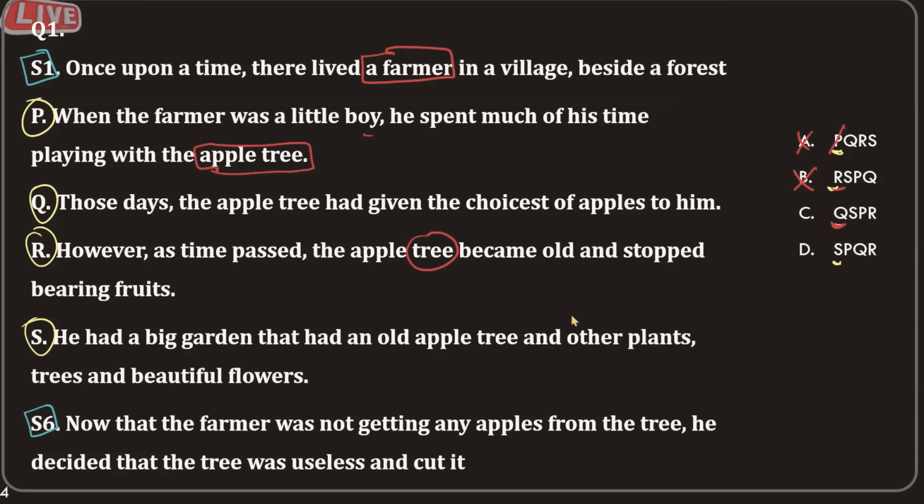Can it be Q? Q says, those days the apple tree had given the choicest of apples to him. Which apple tree we are talking about, we have no idea. So no, not this one. S can definitely be the first line: he had a big garden that had an old apple tree. See, this apple tree's introduction is given, right? And then later, those options are given. So it's definitely D.